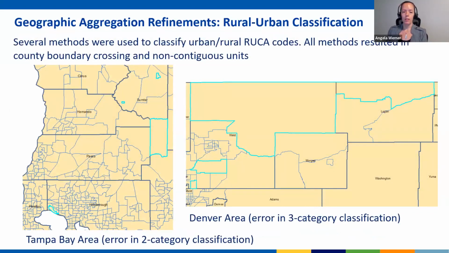We use several methods to define areas as rural or urban and then aggregate them. When we did this, this resulted in county boundary crossings and also non-contiguous units. So we ruled this out as well. Next slide.